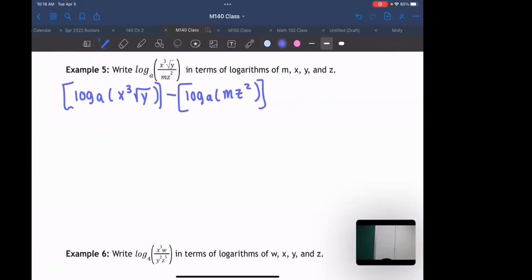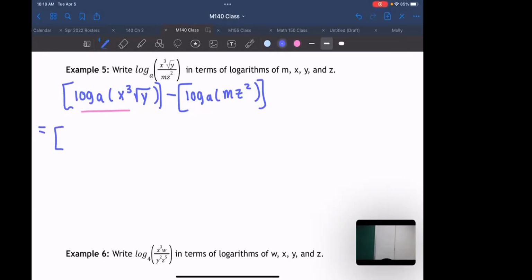The reason I'm doing this is I just want to keep things separated and I don't want to mess up the signs of each of these guys at the end. So bear with me. I'm going to put the brackets. We'll see what happens in the future. So let's work with the first bracket.